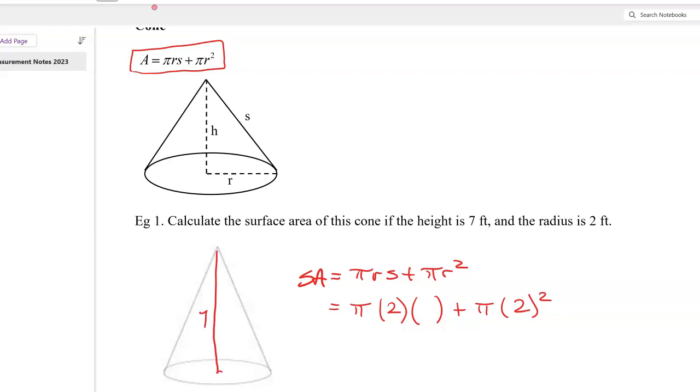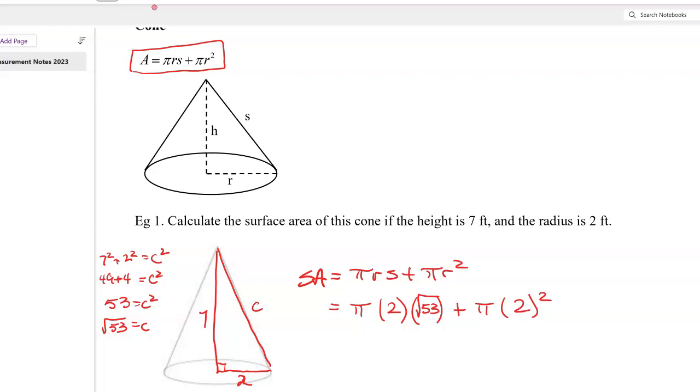It's 7. So if I draw this triangle, the radius is 2. Okay, I can figure out what this value is. So using Pythagoras, really quickly, we'll call this c. So it's going to be 7 squared plus 2 squared is c squared. So 49 plus 4 is c squared. So 53 is c squared. c is the root of 53. Okay, let's put that in there. That way I don't have to worry about decimals for now.